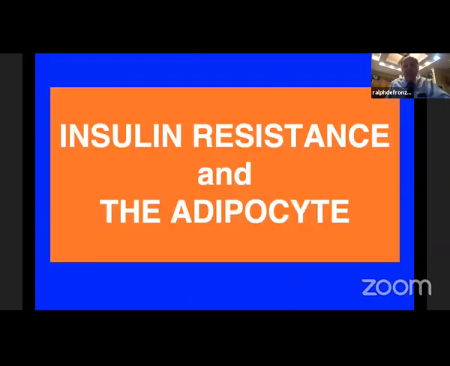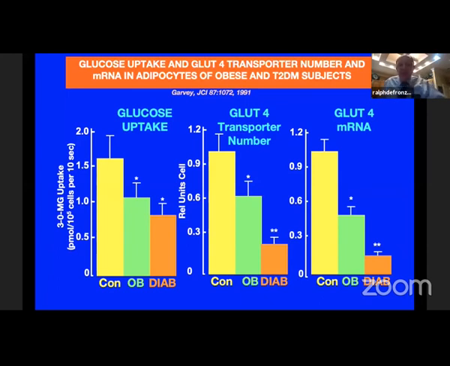Let's now turn to the adipocyte, because as I showed you in the earlier slide, the adipocyte is also resistant to insulin. Now, these are, again, studies by Dr. Tim Garvey. And again, you're going to see something very different in the adipocyte than in muscle. So Dr. Garvey did fat biopsies, and then he did this in control subjects in yellow, obese subjects green, diabetics in orange. And then he stimulated the fat with insulin and looked at glucose uptake.